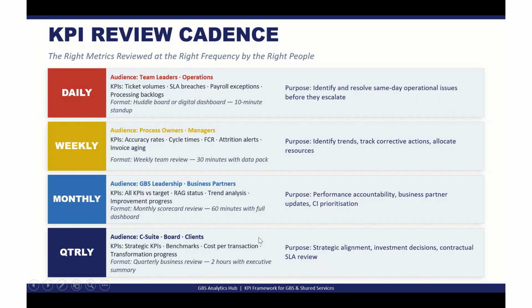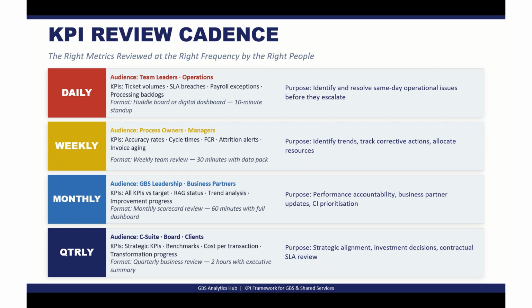Now let's look at the review cadence. The right metrics reviewed at the right frequency by the right people. Daily reviews are for team leaders and operations. KPIs like ticket volumes, SLA breaches, payroll exceptions, and processing backlogs. Format is a 10-minute stand up or huddle board. The purpose is to identify and resolve same day issues before they escalate.